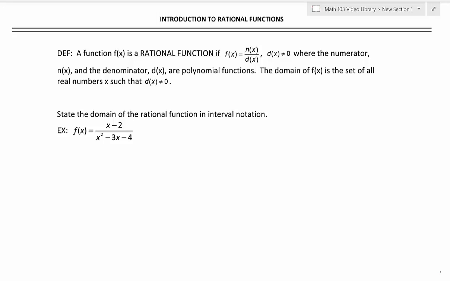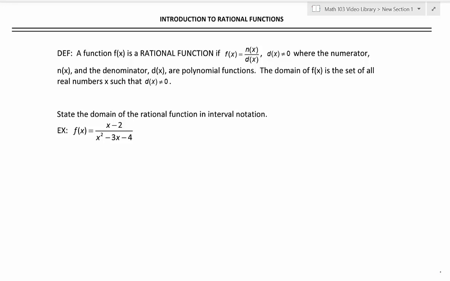This video provides an introduction to rational functions. A function f(x) is a rational function if f(x) equals n(x) over d(x), where n(x) and d(x) are both polynomials and d(x) is not equal to 0. So basically, a rational function is a function that has a variable in the denominator.